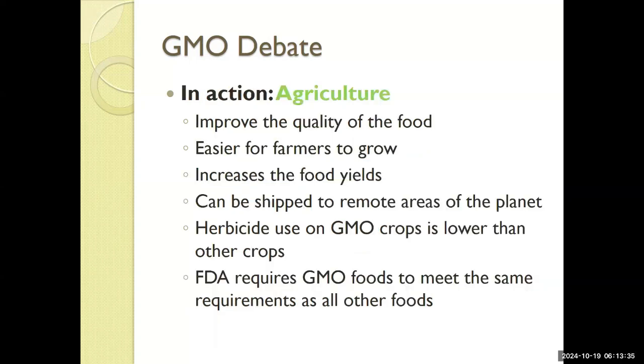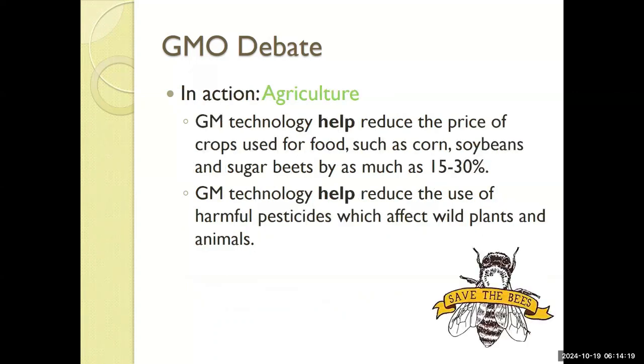But the pros outweigh the cons. In agriculture, we can improve the nutritional quality of food. We can make it easier for farmers to grow with less fertilizer and water requirements. We can increase crop yields. By relying less upon pesticides and herbicides, we can have large yields with minimal chemical intervention, which affects our water table. And in terms of safety, the FDA requires all genetically modified foods to meet the same requirements as anything else. And we've seen genetically modified technology help reduce the price of crops and the utilization of pesticides, which affect other wild plants and animals.